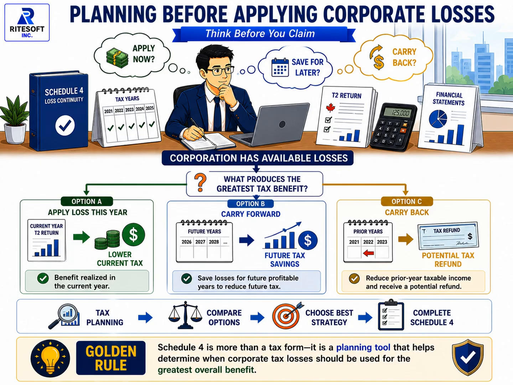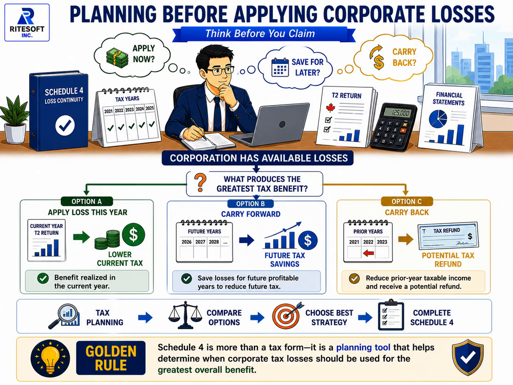The first option is to apply the available loss during the current taxation year. If the corporation has taxable income now, using the loss immediately can reduce its current taxable income and lower the income tax payable for the year. The second option is to carry the loss forward. Instead of using it today, the corporation may choose to preserve the loss for future years. If higher profits are expected later, saving the loss could provide greater tax savings when taxable income is larger.